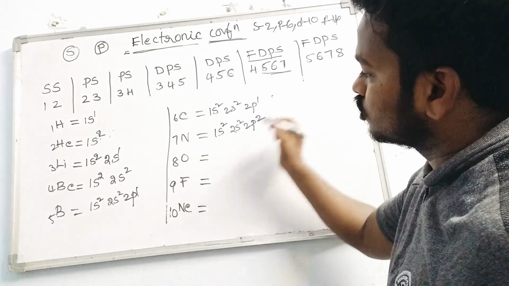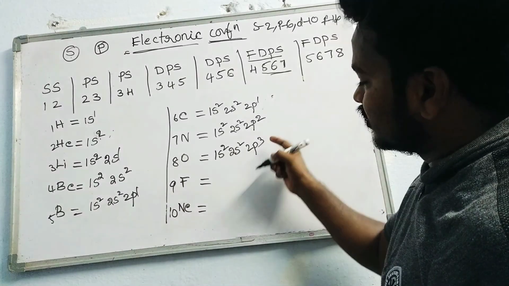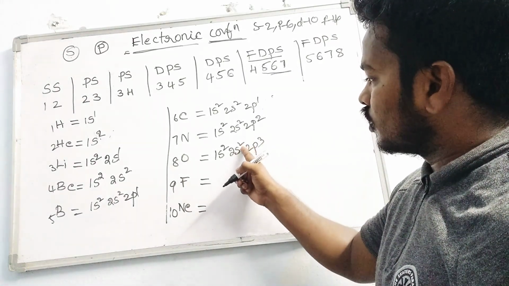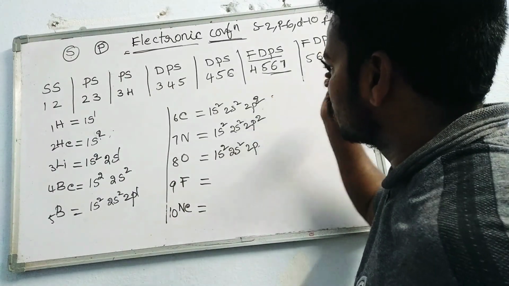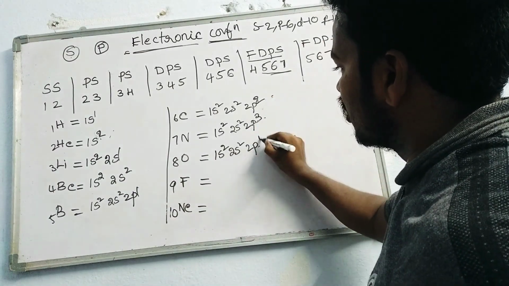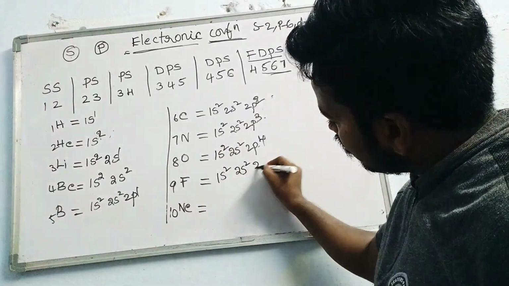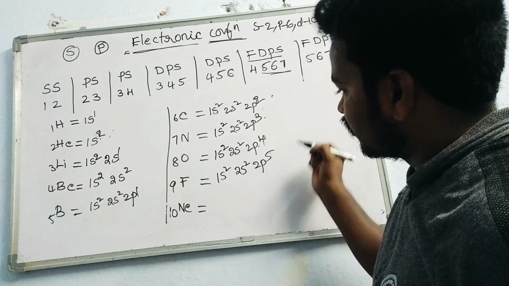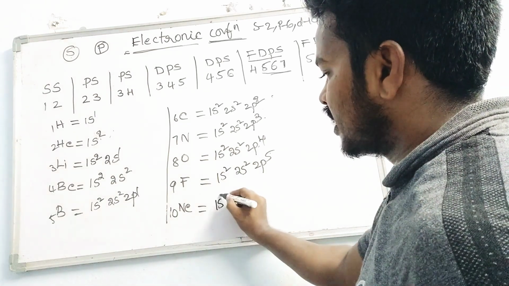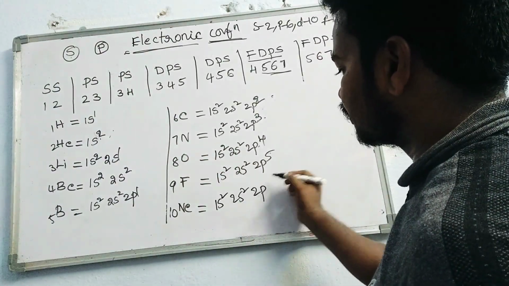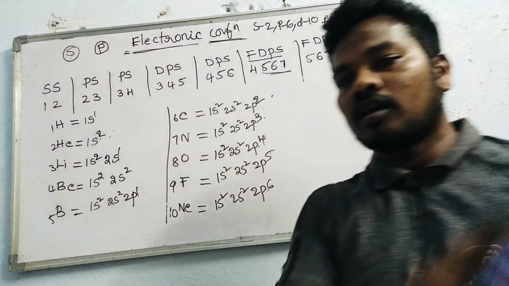So 1s2 2s2 2p2. Next one 1s2 2s2 2p3. See here, 3, 5, 6, 7. So it is 1s2 2s2 2p2. This is 2p3. This is 2p4. See here 1s2 2s2 2p5. Then 1s2 2s2 2p6, totally 10 electrons are occupied. So this is the way to write the electronic configuration.